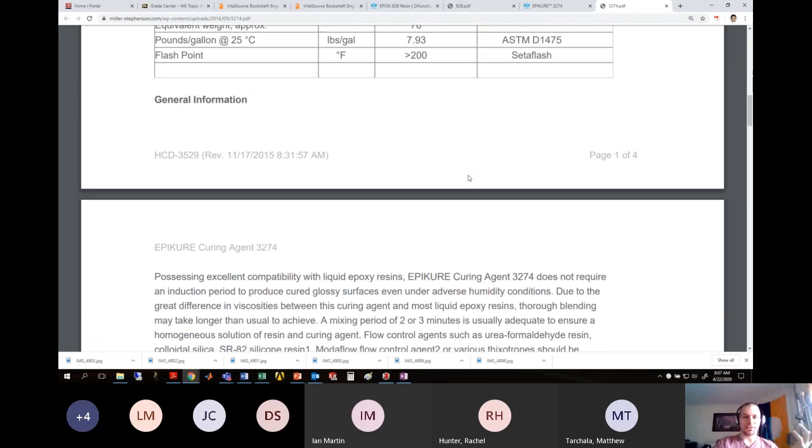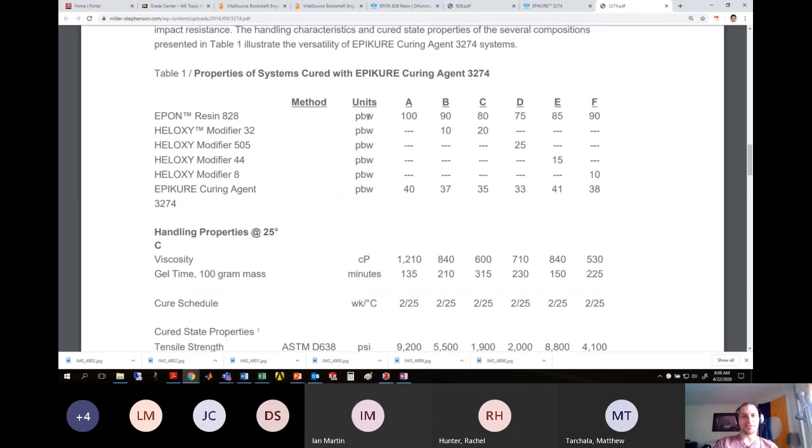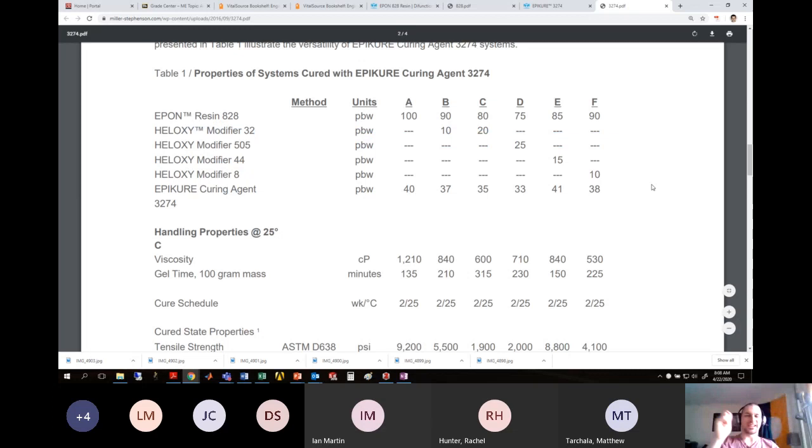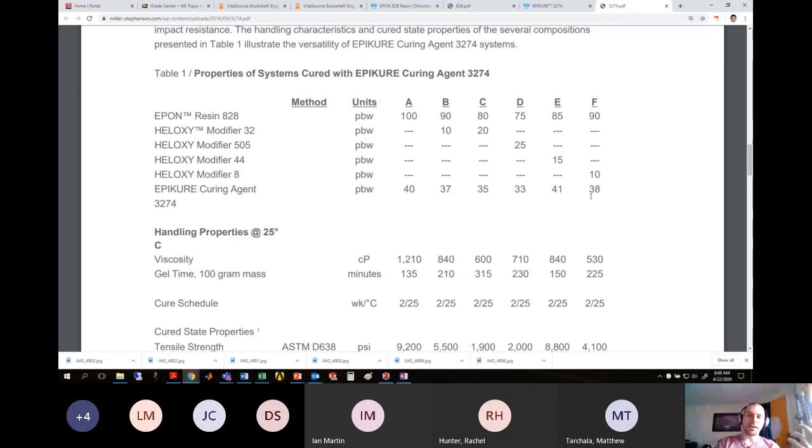So some additional information, but down here you'll start to see things like, okay, how many parts do I need per weight of this 828, which is again the part A component, of my Epicure 3274? So if I have 100 of my 828, I need 40 of the 3274, so on and so forth. There are some additional modifiers here that you could include for lowering viscosity or changing mechanical properties or changing thermal properties, which I didn't really have time to talk about: these accelerators, catalysts, inhibitors, so on and so forth that you could add. They give information on how you can mix those things together in this data sheet, but that's the general idea.